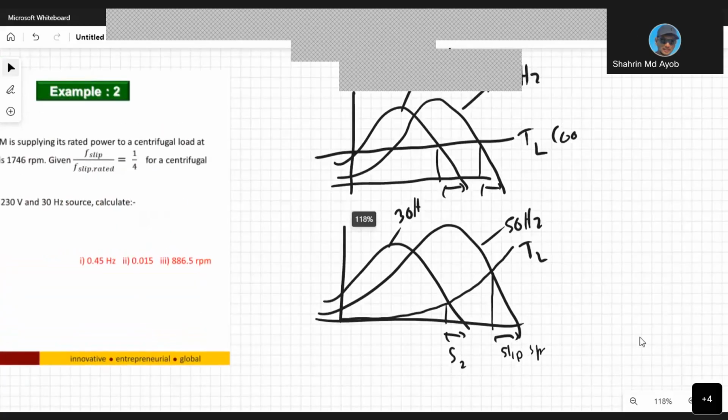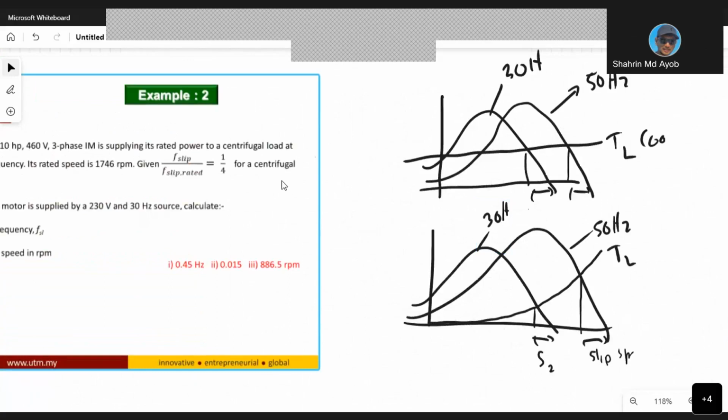So it's not equal, okay? So example 2 is the centrifugal, which is this one.